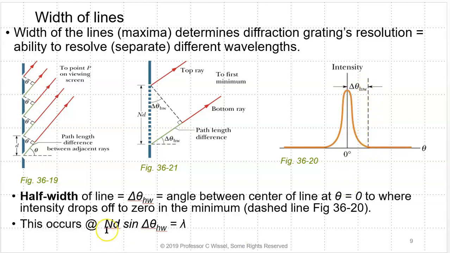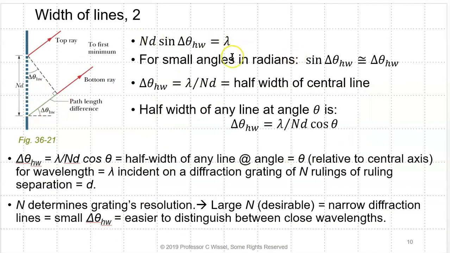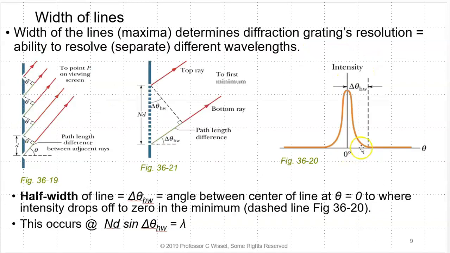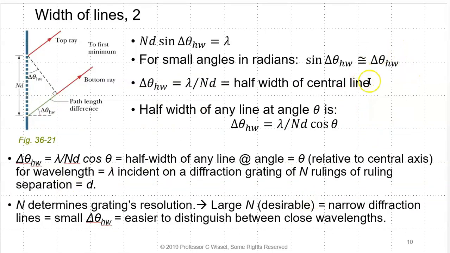And this occurs at n_d sine delta theta half width equals lambda. Notice that the line itself is twice this. So for small angles in radians, sine delta theta half width is approximately equal to delta theta half width. Now, why is it okay to use a small angle formula here? It's because these are so close together. For any practical grating, you want this as narrow as possible, so this is going to be as small as possible. So it's okay to use a small angle formula for this.